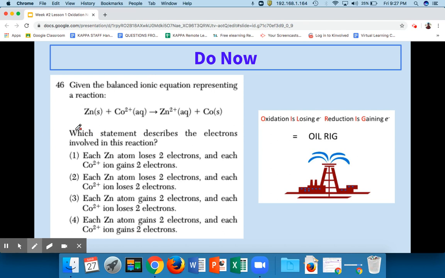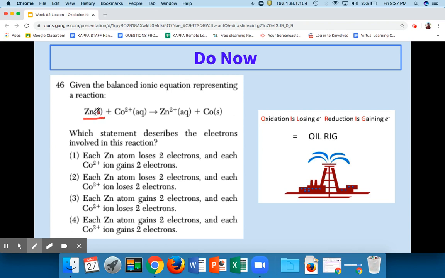Which statement describes the electrons involved in this reaction? So it's basically asking us, what are the electrons doing in this reaction? We can see from our options, it's saying either zinc is losing electrons or gaining electrons, and cobalt is either losing electrons or gaining electrons. So let's take a closer look. I see that each of the options starts with the zinc. So I'm going to look at zinc first.